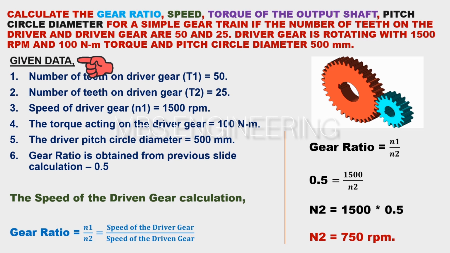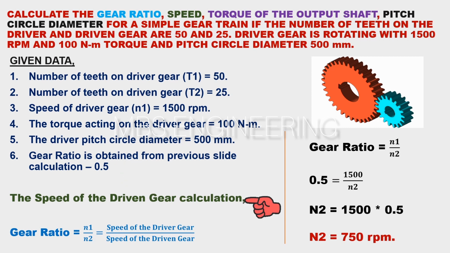Given data. First data, number of teeth on driver gear, T1, 50. Next data, number of teeth on driven gear, T2, 25. Next data, speed of driver gear, N1, 1500 revolutions per minute. Next data, the torque acting on the driver gear 100 Newton meter. Next data, the driver pitch circle diameter 500 millimeters. Next data, gear ratio is obtained from previous slide calculation, 0.5.